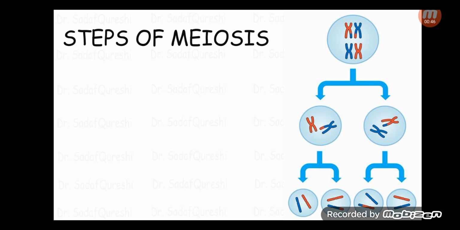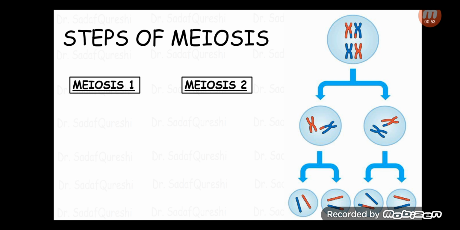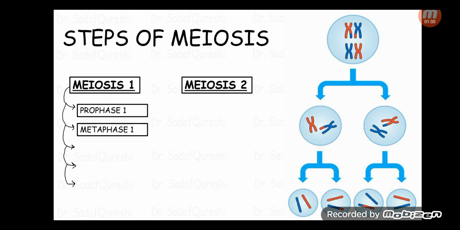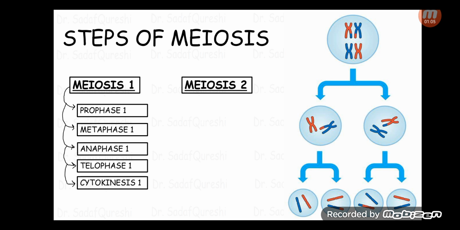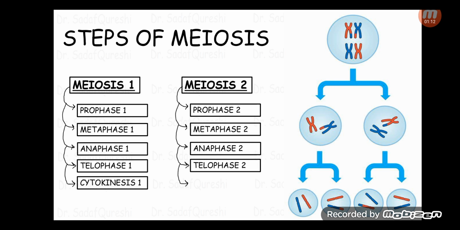As we know, steps of meiosis are categorized under two divisions. The first is meiosis 1 that happens earlier, and then meiosis 2 happens after meiosis 1. Meiosis 1 is further divided into 5 phases: prophase 1, metaphase 1, anaphase 1, telophase 1, and cytokinesis 1. Then happens meiosis 2, which is also divided into 5 phases: prophase 2, metaphase 2, anaphase 2, telophase 2, and cytokinesis 2. Now let's talk about the steps of meiosis one by one from the start to end.